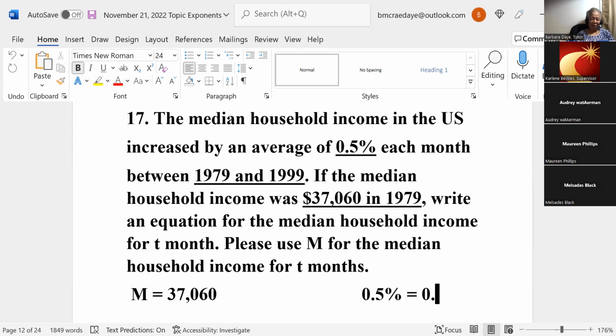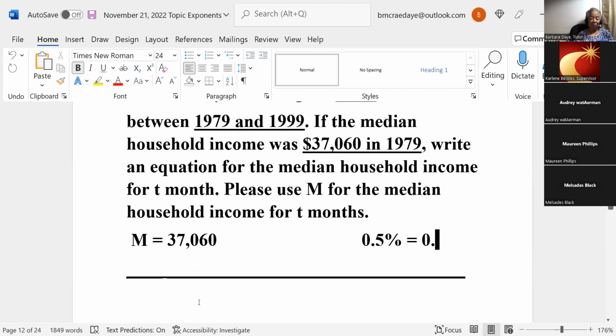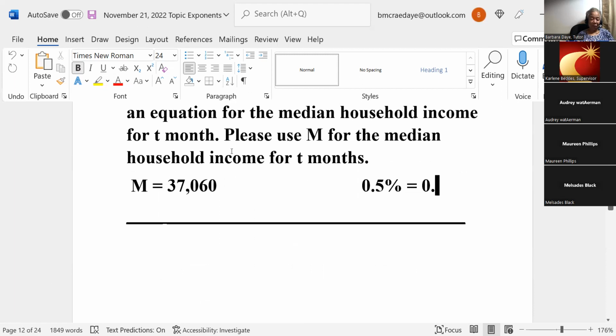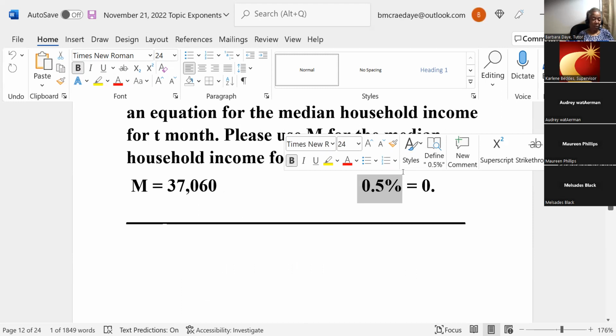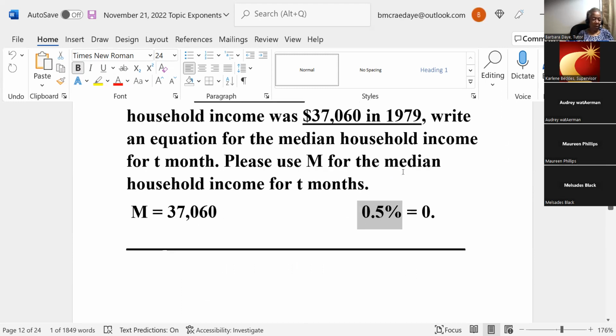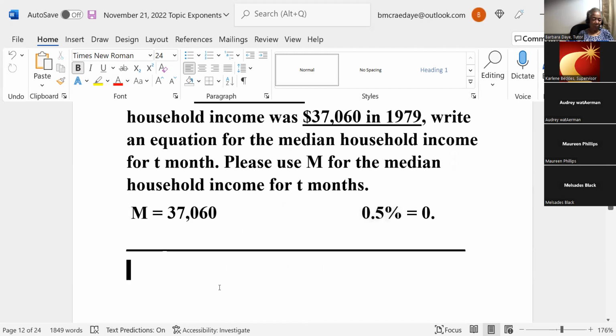Okay. Now a percent is a ratio to 100, right? So let's just put the 0.5%. The ratio of a number to 100. 0.005. What did you say, Audrey? 0.005. That's it. Audrey just told you. Okay, now, how do you know that?